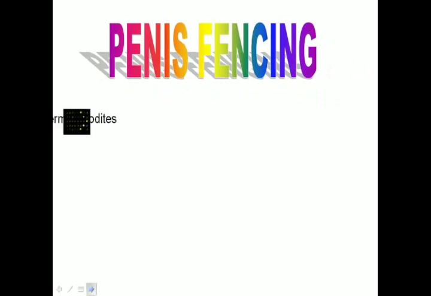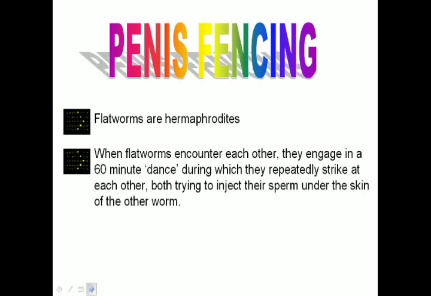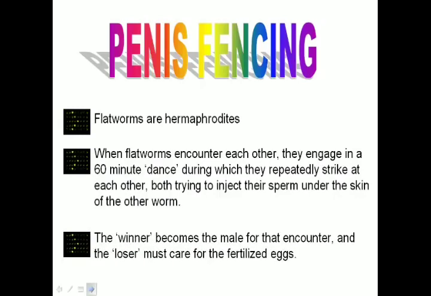So what we're looking at here is that, like we said, they're hermaphroditic. When they encounter each other, they have a 60-minute dance in which they repeatedly strike at each other, and both of them are trying to inject sperm under the skin of the other. There's a winner and a loser. The winner becomes the male, and the loser becomes the female, in that it has to carry those fertilized eggs around.